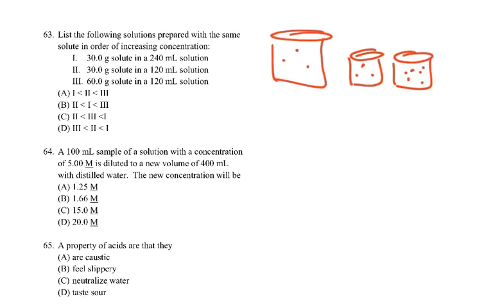Okay, so certainly this one here is going to be the most concentrated. The second most concentrated would be this one, and the least concentrated would be that one. So I want to go in order of increasing concentration. So 1 is less than 2 is less than 3. That's answer A.